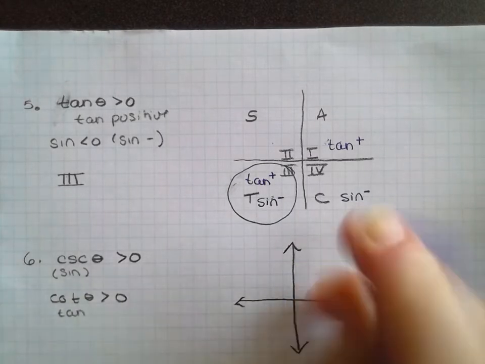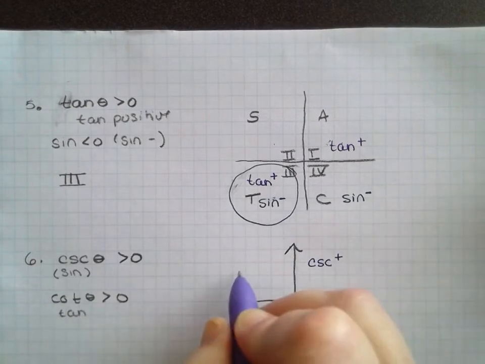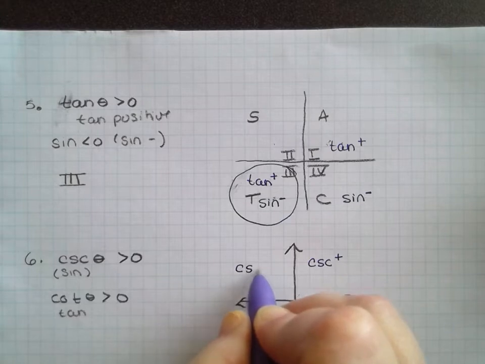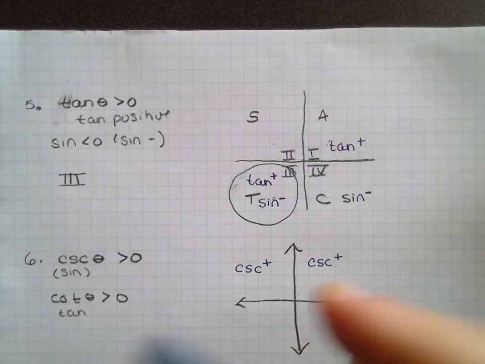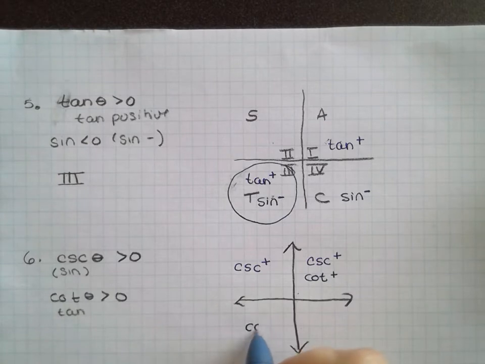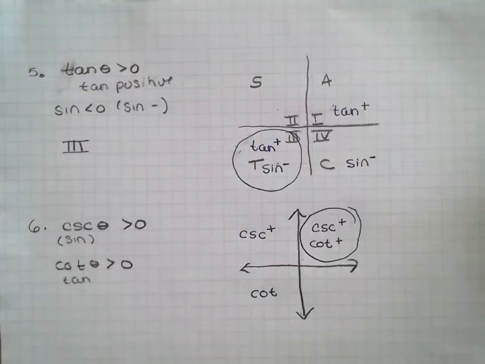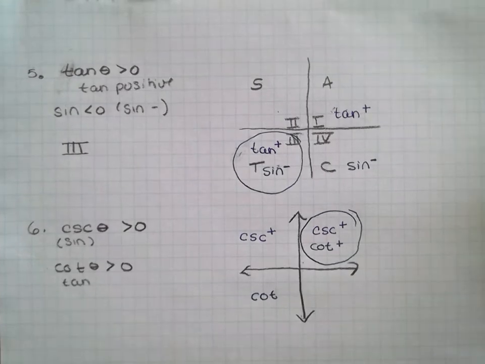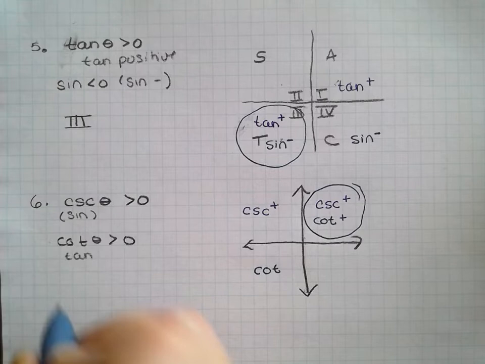Cosecant is positive here and here. And then cotangent is positive here and here. So where does that meet both possible qualifications? That would be in the first quadrant. So that's quadrant 1.